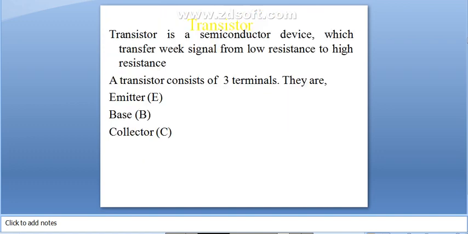So what is a transistor? A transistor is a semiconductor device which transfers a weak signal from low resistance to high resistance, and it consists of three terminals: emitter, base and collector.